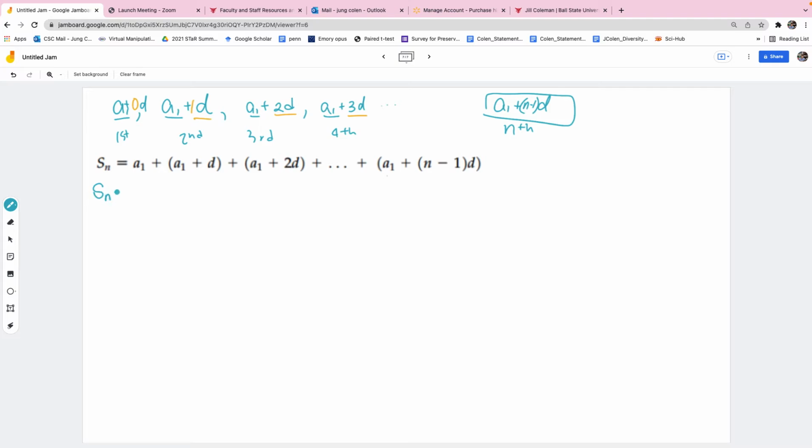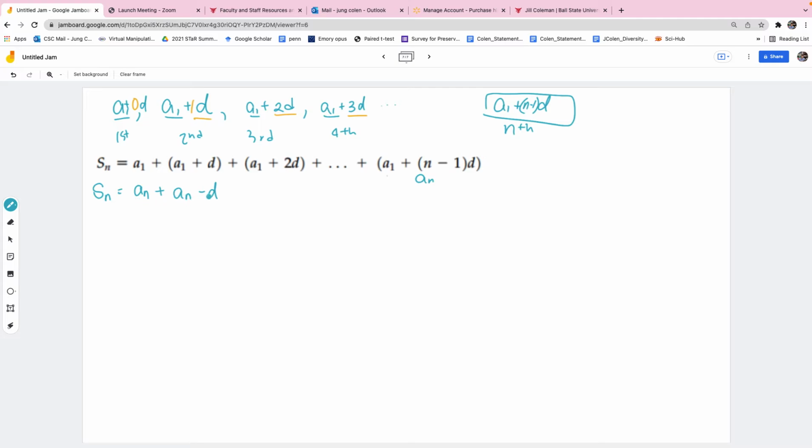So I can rewrite this backwards, right? I can rewrite this starting from a sub n, which is the same as a sub n. And the previous one should be d less than a sub n, right? So the previous number is always d less than the next number. So going backwards, we can just subtract d from the previous number.